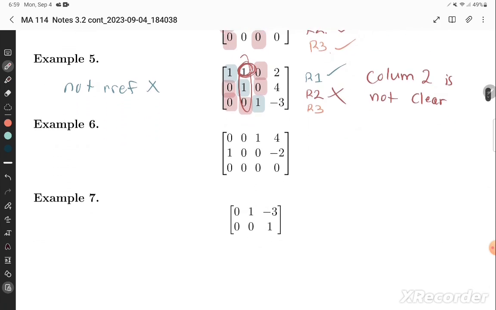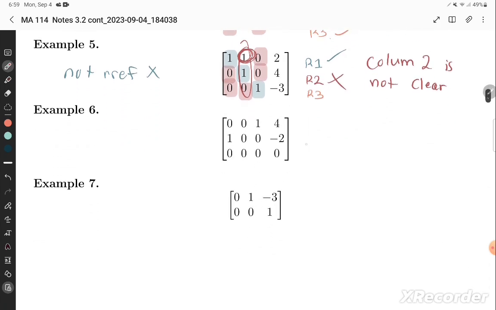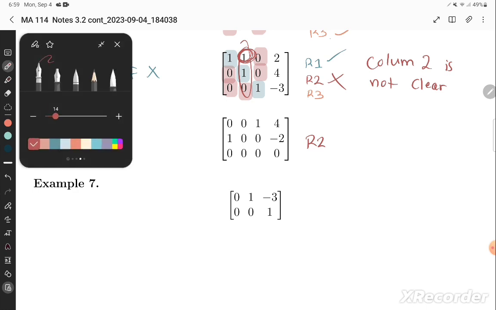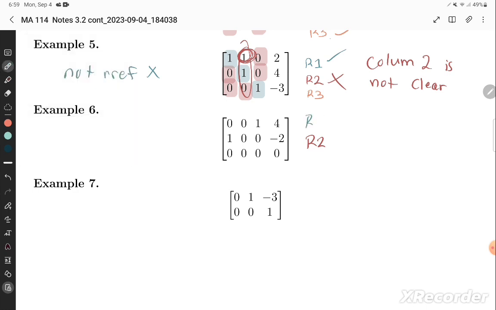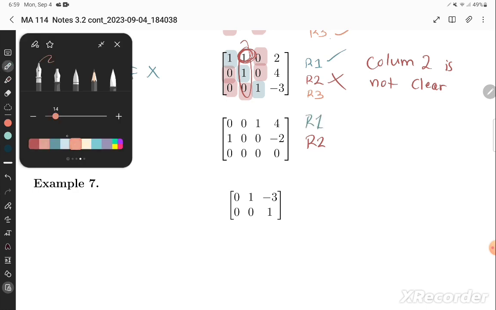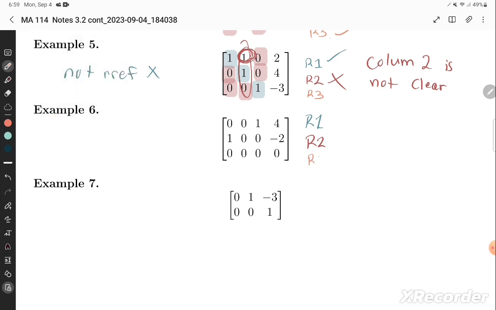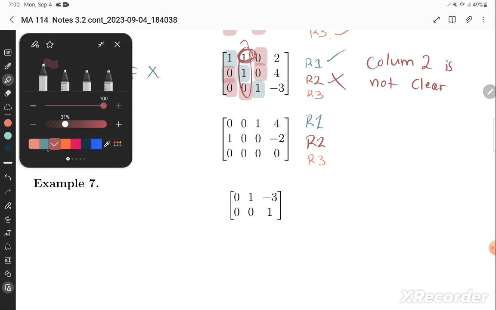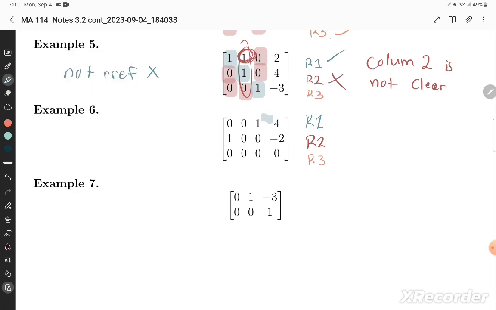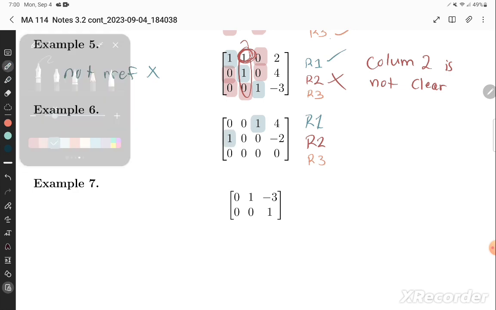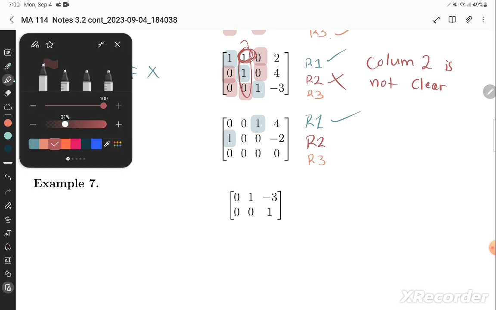And again, example 6, let's look at it. Does it break R1, R2, or R3? Which one does it break? So let's go through it. Are my leading entries 1? Okay, I've got a leading entry here. That's 1. A leading entry in row 2. I don't have any leading entries in row 3. So all my leading entries are 1. It meets R1.